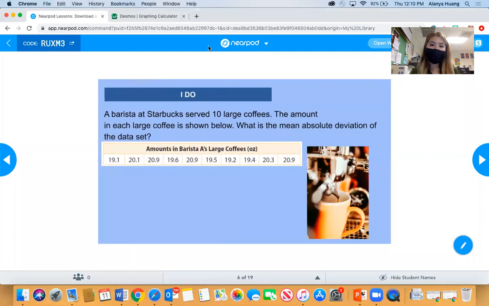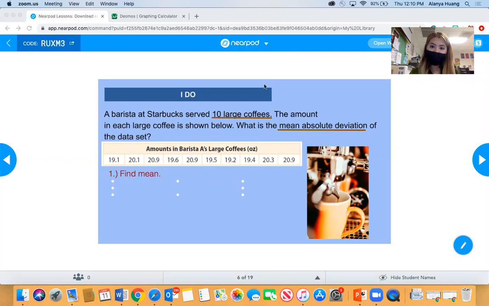So this first I do reads, a barista at Starbucks served 10 large coffees. The amount in each large coffee is shown below. What is the mean absolute deviation of the data set? It says amounts in barista A's large coffees in ounces, and then lists the 10 different amounts. So our first step is to find the mean or find the average.